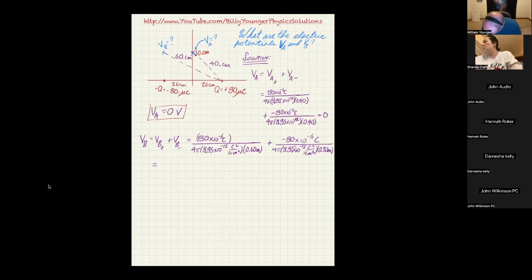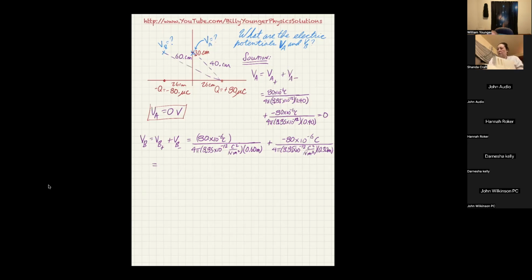So I'm going to say 80 e to the negative 6 divided by, in parentheses, 4 times 3.14159 times 8.85 e to the negative 12 times 0.6, close parentheses. That's just the first term.